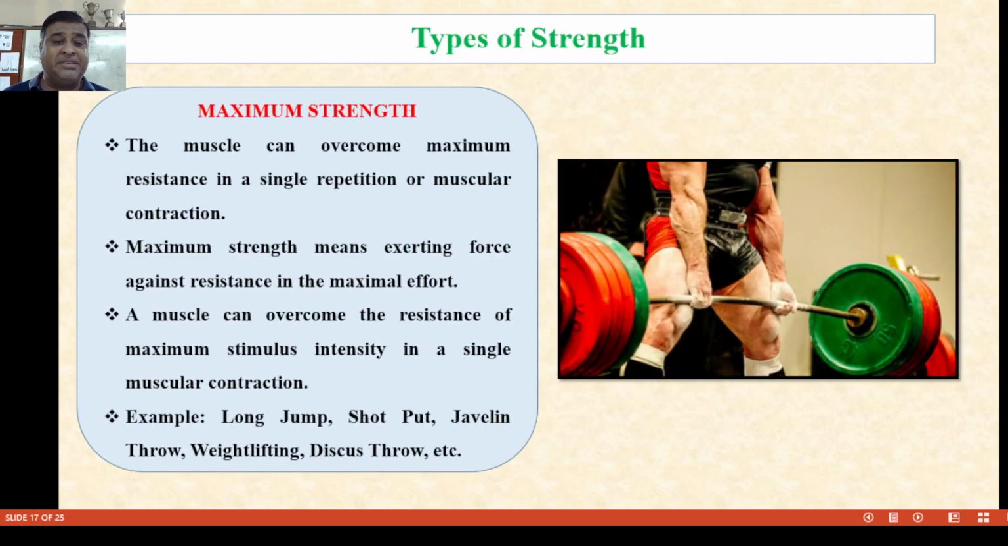First is maximum strength. The definition of maximum strength is to overcome resistance in a single muscular contraction. Muscular strength means exerting force against resistance with maximum effort. Means you have to make maximum effort in one go. Maximum strength overcomes resistance with maximum stimulus intensity in a single muscular contraction. Examples are long jump, shot put, javelin throw, weightlifting, discus throw, etc.